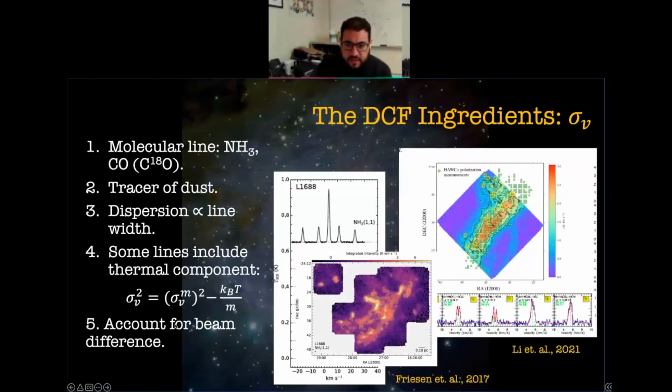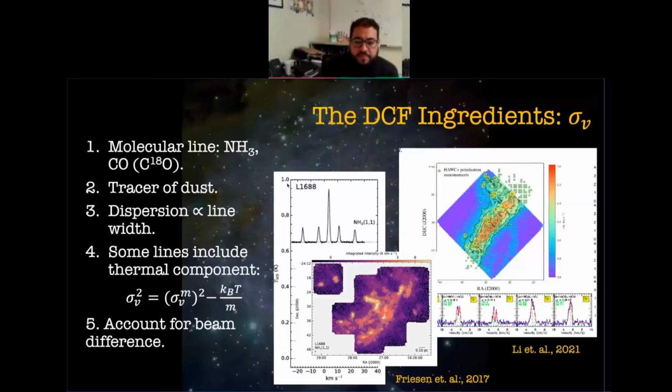The next ingredient in the DCF approximation will be the velocity dispersion. What you really want to do in this case is to use a molecular tracer that is in sync with the dust, that lives where the dust is, and that traces very well the structure of the dust. We have had good success using the ammonia line and multiple carbon lines.